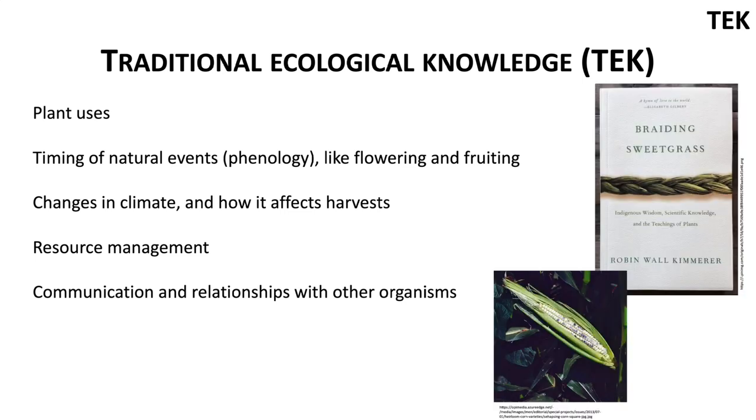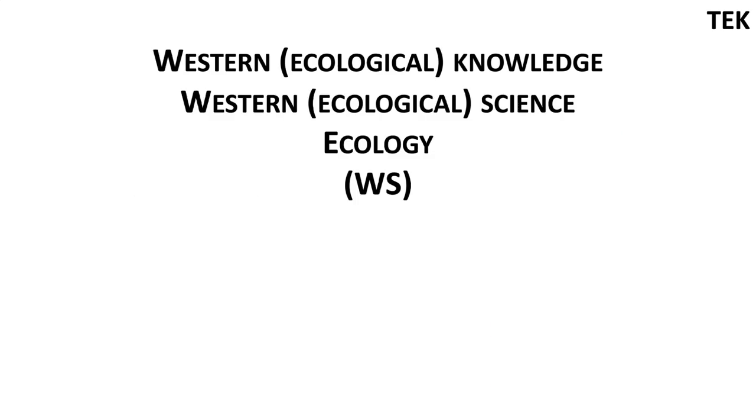In fact, Robin Wall Kimmerer's example from her chapter in Braiding Sweetgrass and the mother corn story include many of these different elements of TEK. When we're talking about TEK, it is often in contrast to another broad, amorphous, and sometimes problematic set of terms: Western knowledge or Western ecological knowledge, Western science or Western ecological science, and ecology.